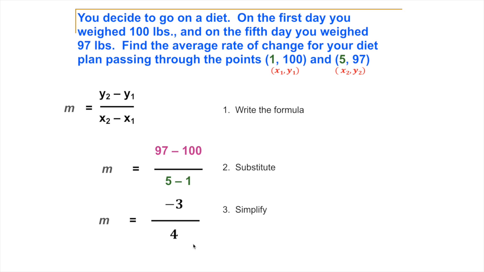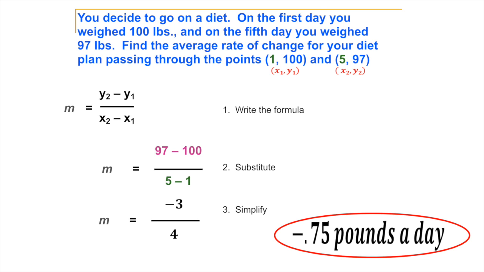Now, the next thing is, what does that mean? What does the slope of negative 3/4 mean? Well, the slope is a comparison between your weight and the number of days that you're on this diet. Okay, x values are your days, y values are your weight. So the weight in comparison to the number of days. So negative 3/4 means that you are losing 3/4 of a pound, or 0.75, a day. The negative indicates a loss of weight. If you gained weight, it would be a positive number. But basically what that means is that you're losing 0.75 pounds a day.